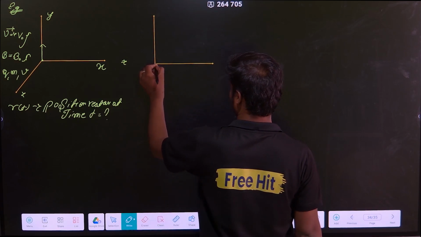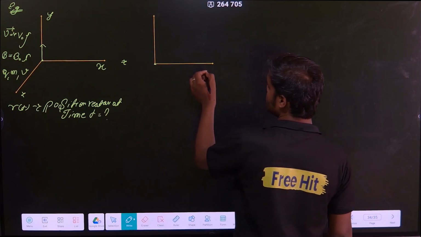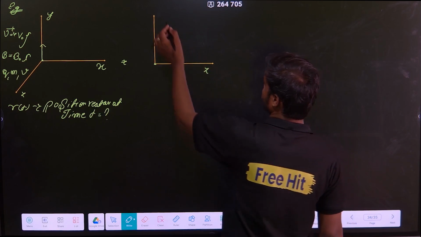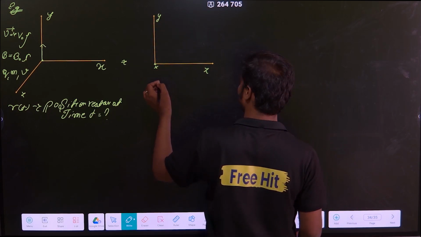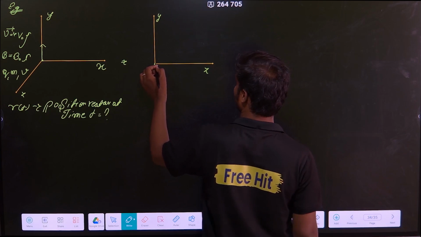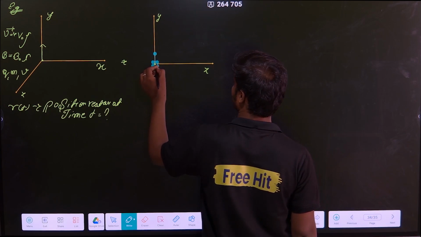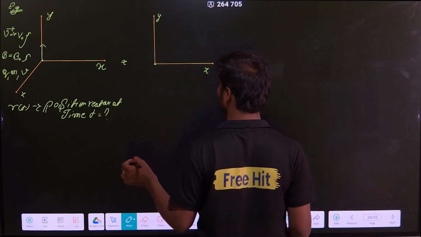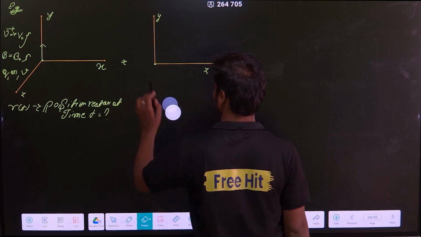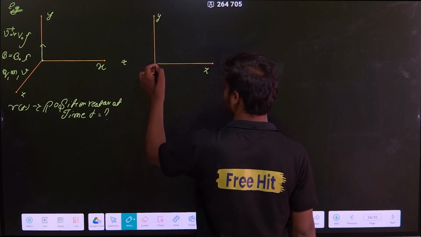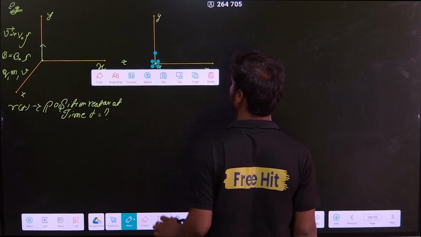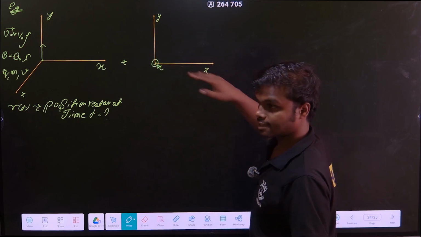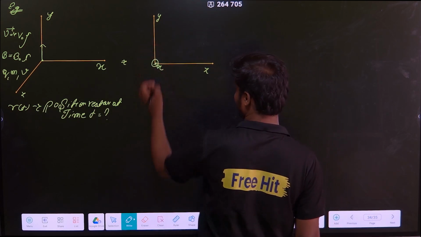You can see now, this is going to be my Z, this is going to be my Y, and my X is now inside. Okay, you can see this is my x, that is inside. Clear? This x is inside. So now you can see the velocity is in this direction.